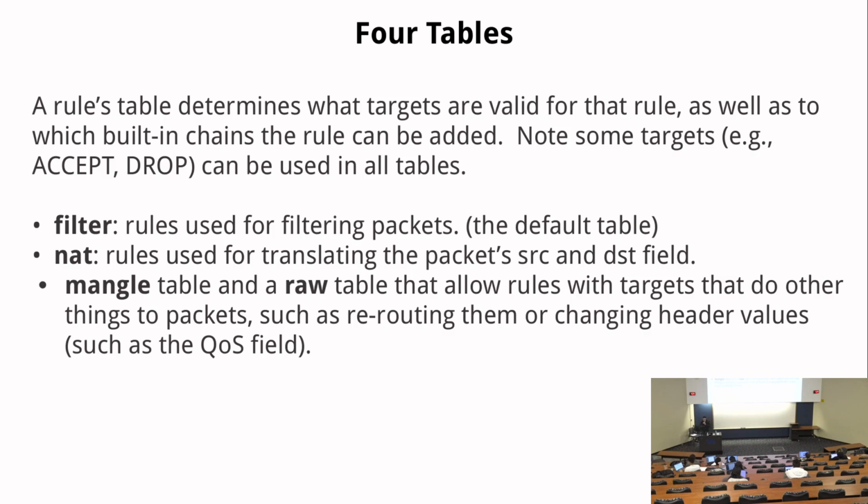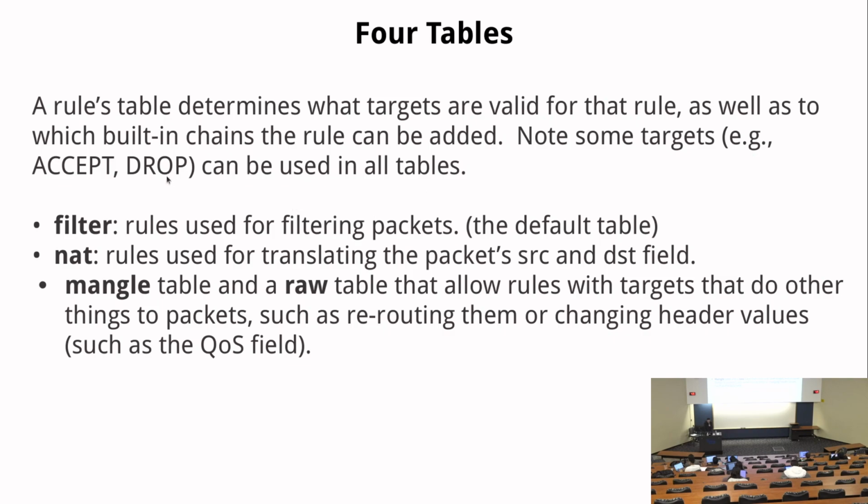Besides the chains, there are also 4 tables. A rules table determines what targets are valid for that rule, as well as to which built-in chain the rules can be added.